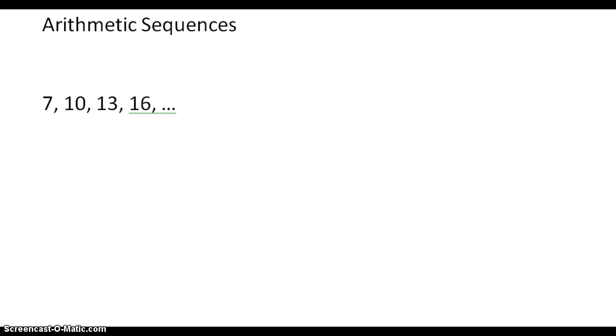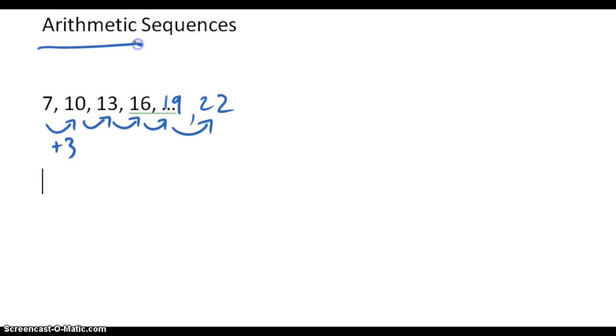We're going to be doing arithmetic sequences today. You'll notice here's a sequence, 7, 10, 13, 16. What do you think the next term is here? Yeah, 19. What about the next one? 22. Good job. Each time, what are you doing to get to the next term? You're adding 3. Good job. And that's what an arithmetic sequence is. We're adding a constant each time to get to the next.